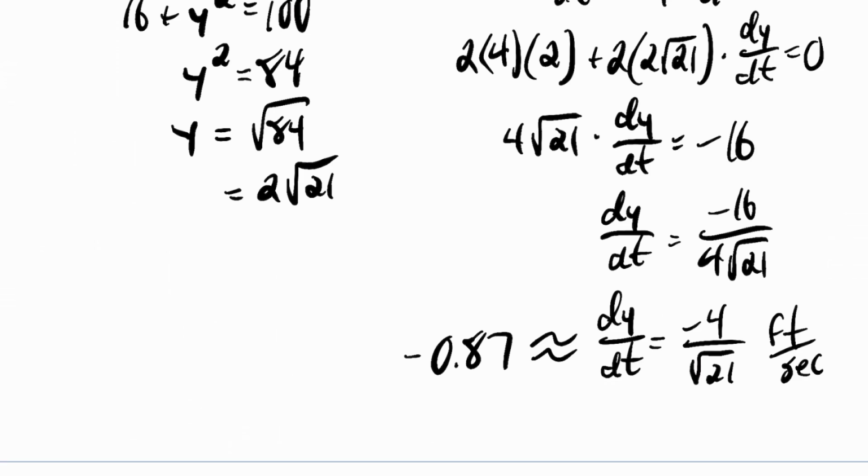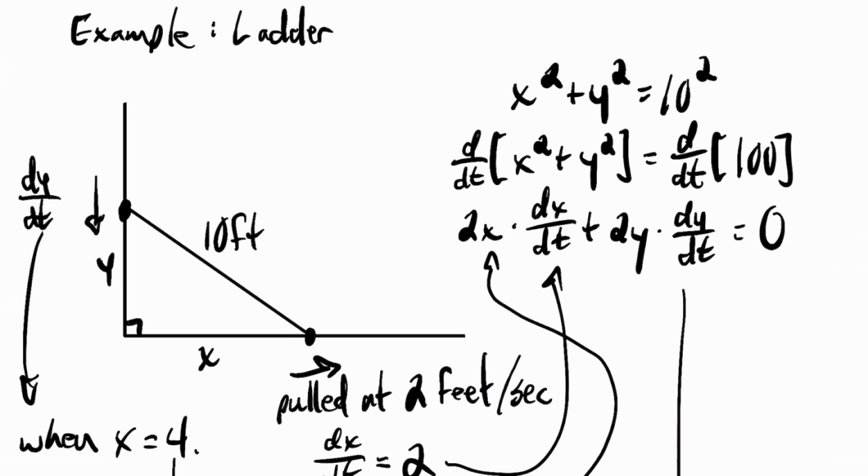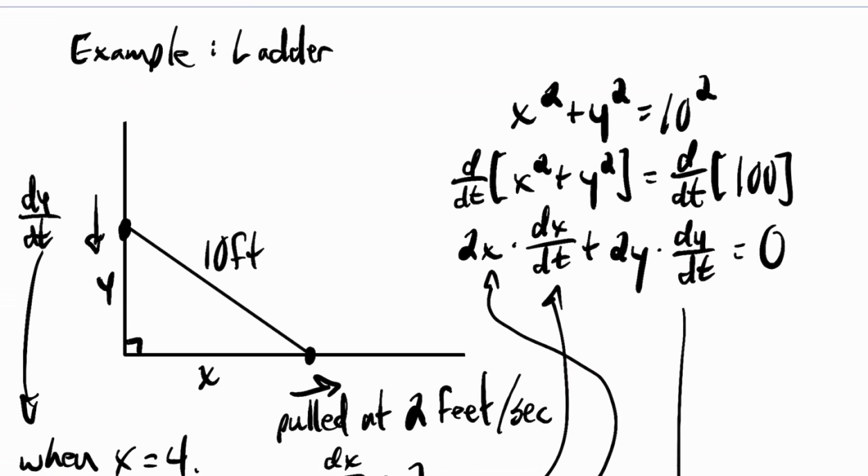Okay, so not very quick. The bottom is being pulled at 2 feet per second, and at such a time when the bottom is currently 4 feet from the wall, so 2 seconds later, right, the top will be moving at almost 1 foot per second, but not quite. So anyway, that's that example. It's several steps, but that's the classic example of a related rates problem.